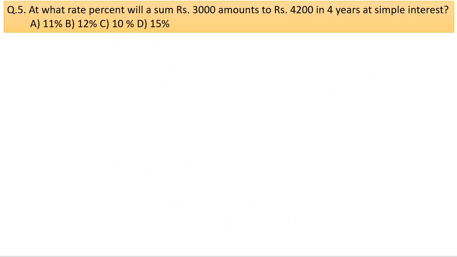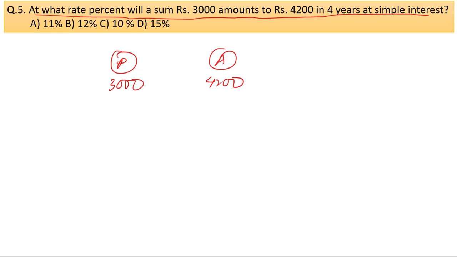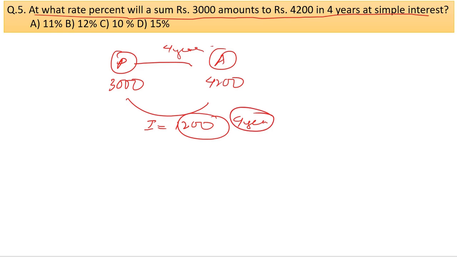The next question we have, at what rate percent will a sum of rupees 3000 amount to rupees 4200 in 4 years as simple interest? So principal is given, that is rupees 3000, amount is given, that is rupees 4200, the time is 4 years. So the difference between the amount and principal will be interest, that is rupees 1200 for 4 years. So for 4 years we are getting simple interest 1200. Then for 1 year we will be getting 1200 divided by 4, that is 300.